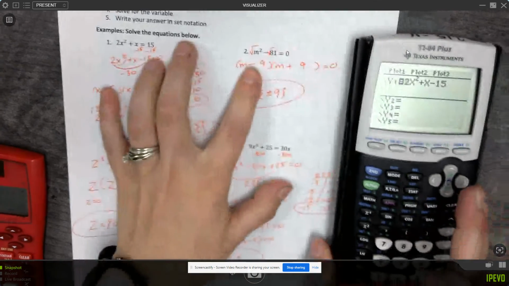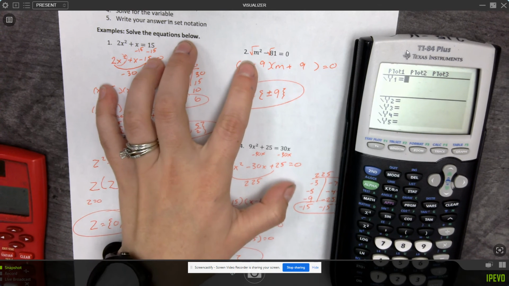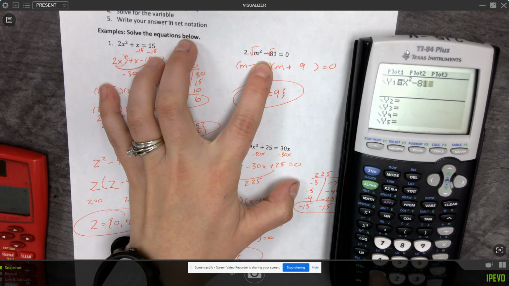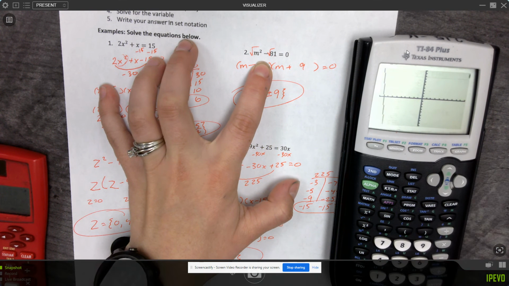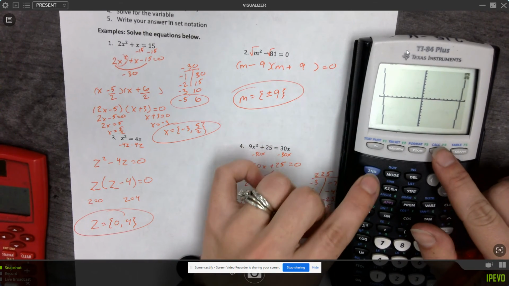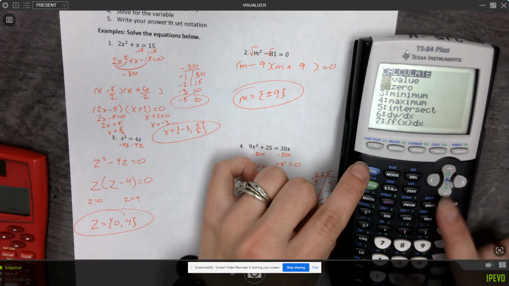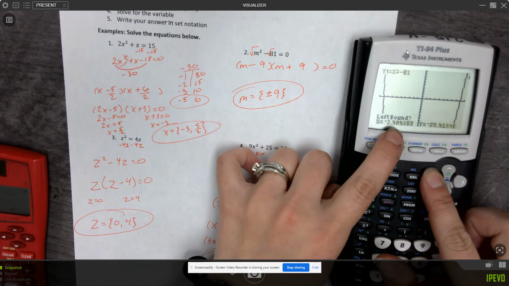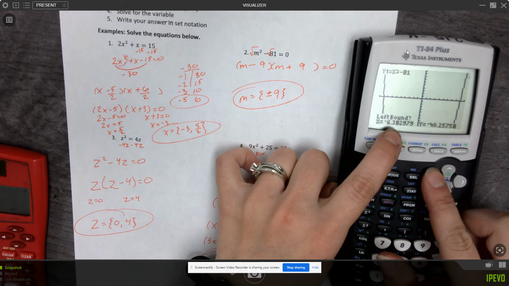If you come to the second one, you clear that out. You just need to use an x instead of an m. X squared minus 81. I go to graph. Now you could count these, or we can do second calc. Go down to number 2. Need to find my cursor first. And if you're not sure, you can follow this and see where it might be.